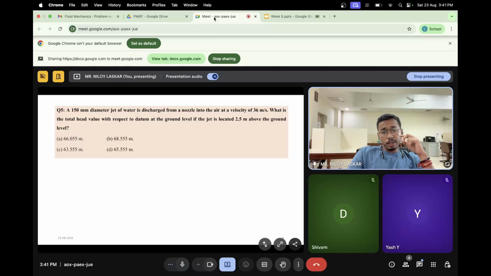So this total pressure, what is the total pressure? This total head means pressure head plus velocity head, or kinetic head, plus datum head. So if you sum up these three heads, you will get the total head. So first check the pressure head, and next velocity is also given. You can find out this velocity head, and also the datum value, the height, is given.